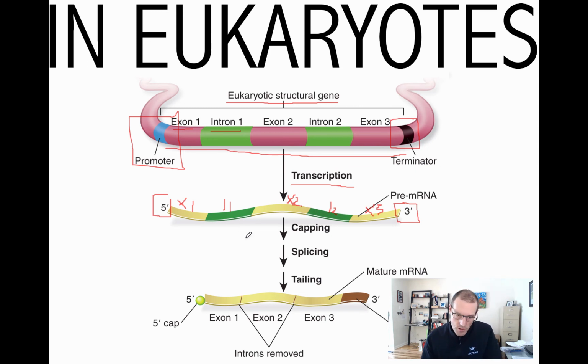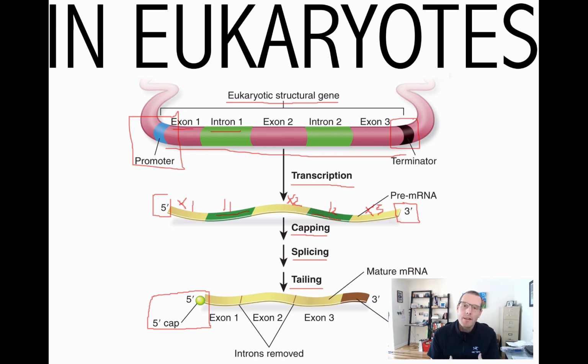After this transcription occurring, three processes then occur in eukaryotes: capping, splicing, and tailing. Now we'll look at these in detail in the next segment, but let's just touch on them briefly here. Capping is a process which adds a special nucleotide called a 5' cap to the 5' end of the mRNA. Splicing takes out these introns. So these intron sequences in the mRNA get deleted.